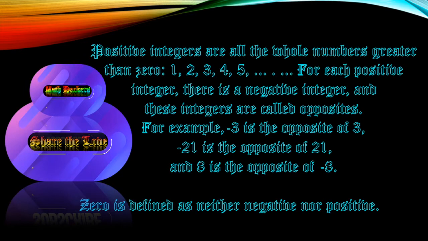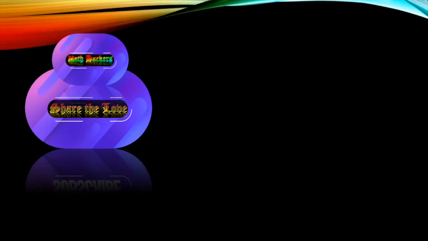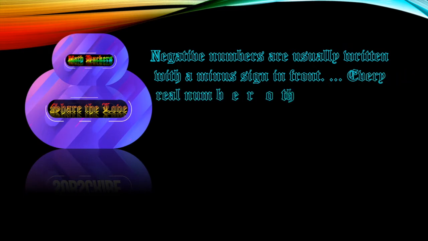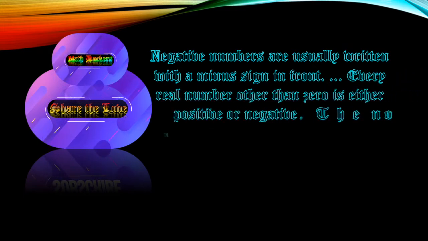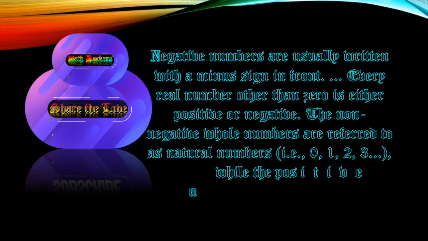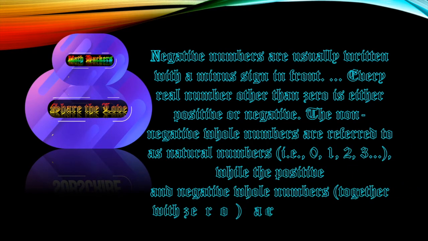Hold on a minute. What's 0? 0 is defined as neither negative nor positive. So 0 is neutral and bang in the middle. Spot on. Negative numbers are usually written with a minus sign in front. Every real number other than 0 is either positive or negative. Oh yeah, remember from our last slide, 0, neutral, slam bang in the middle?